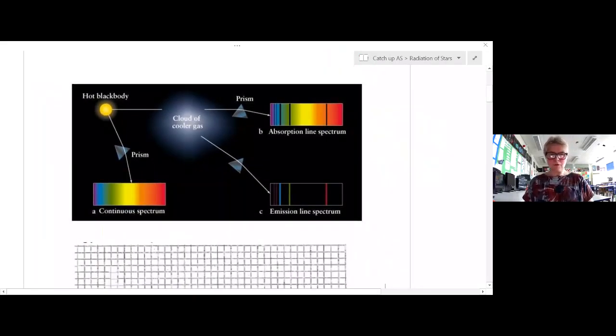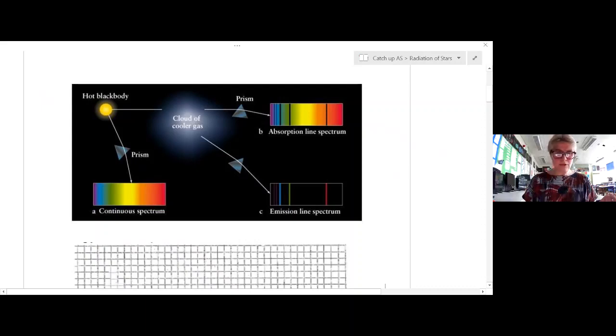Okay, so what we're going to do today is radiation of stars, and then we're going to hopefully go on to an introduction to the uncertainties. Now, this is what you did last session with Steve Jones with the photoelectric effect, and you went on to absorption and emission line spectrum.